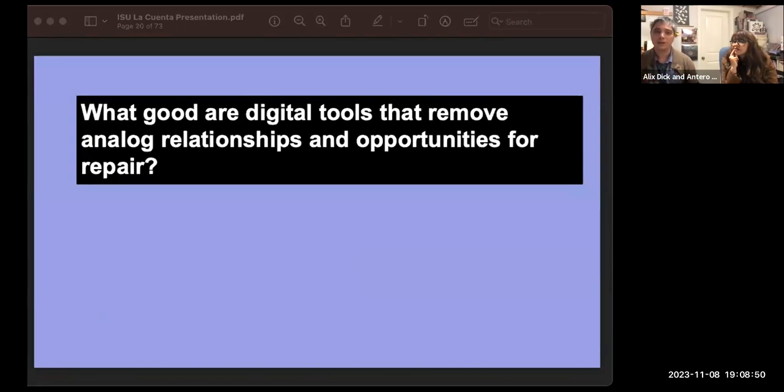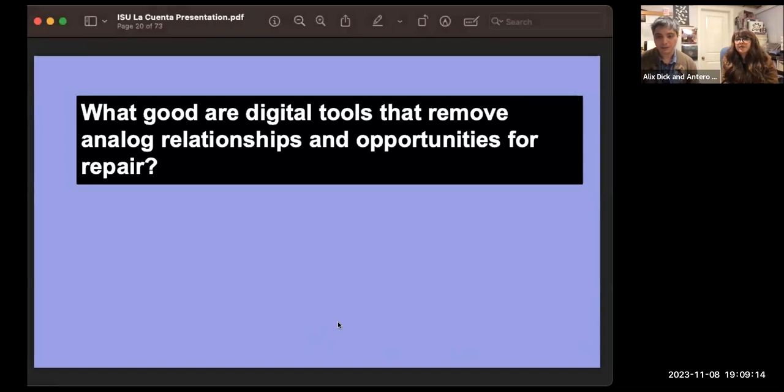Just when I think about what good are digital tools if they don't allow us to see the humanity in one another, if they don't allow us to find ways to repair, to build forward, to use mutual aid, right? And I think we'll talk later about the kinds of methodologies that we've been using in our work, but they are messy, right? Our methodologies are analog. They're paper, they're photos, they're tears, right? Those are the kinds of tools that we use for our research.